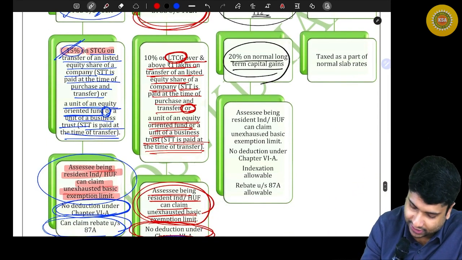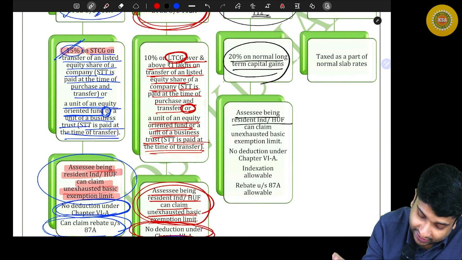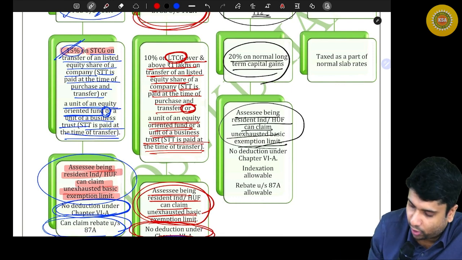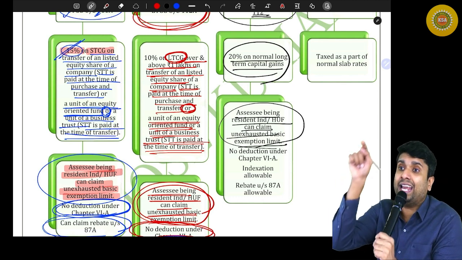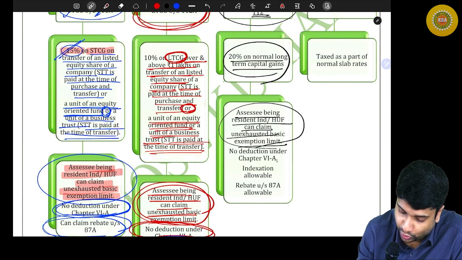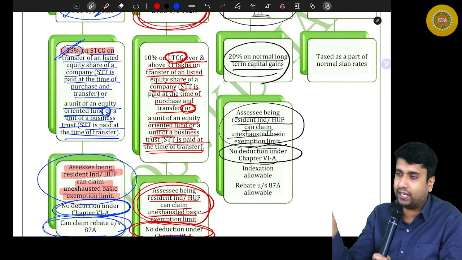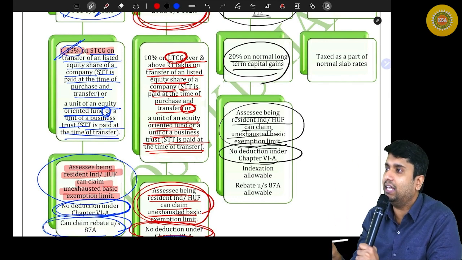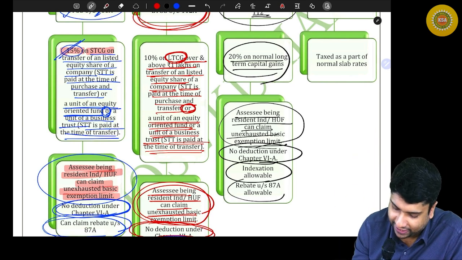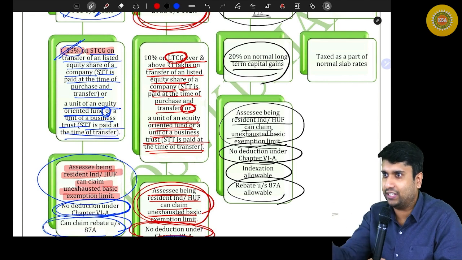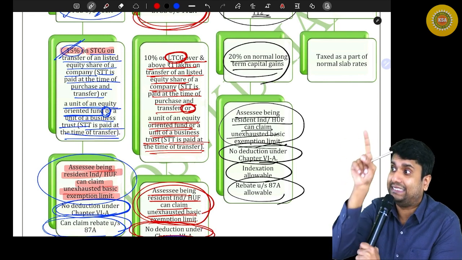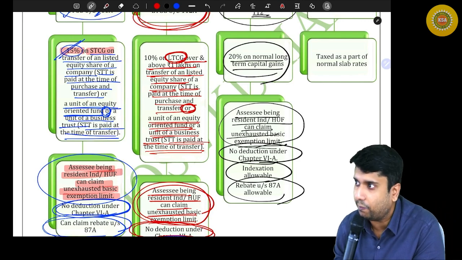Now, while computing this, an assessee, being a resident individual or HUF, can claim the unexhausted basic exemption limit from the above income. Here also you can adjust the unexhausted basic exemption limit. Now, no deduction under Chapter 6A. While computing 112, you cannot claim any deduction under Chapter 6A. Indexation is allowable. Rebate under 87A is allowable. There is no restriction for the rebate and no restriction for the indexation, but there is a restriction for Chapter 6A deduction. Are you all with me?